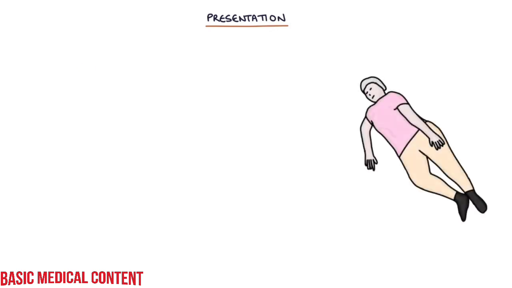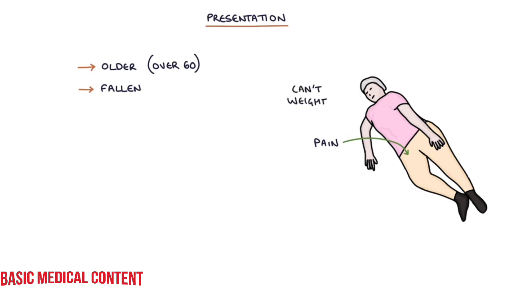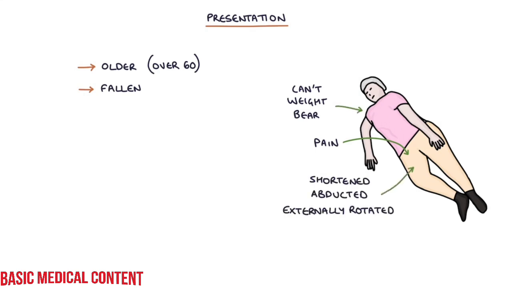Next, let's talk about the presentation of a hip fracture. The typical scenario is an older patient over the age of 60 who has fallen, presenting with pain in the groin or the hip, which may radiate to the knee, not being able to weight bear, and a shortened, abducted, and externally rotated leg. It's worth remembering these 3 key examination findings of the leg, that it's shortened, abducted, and externally rotated.